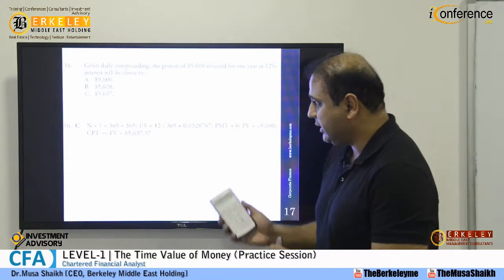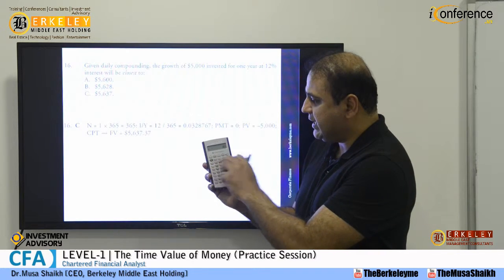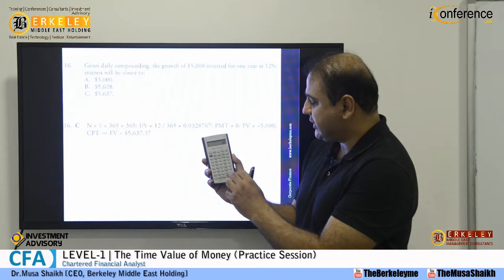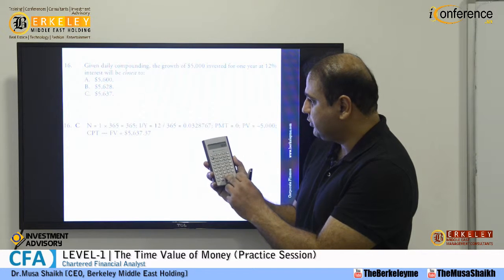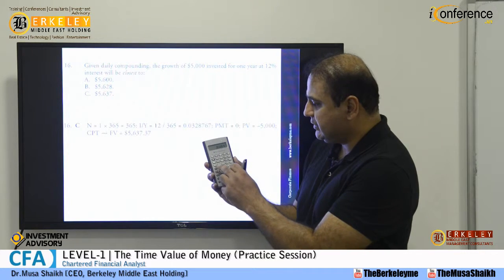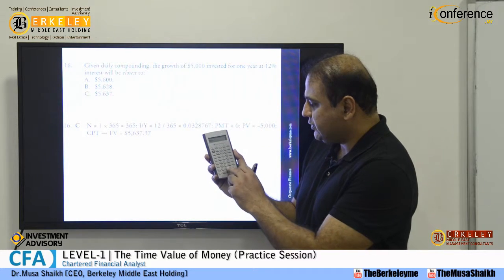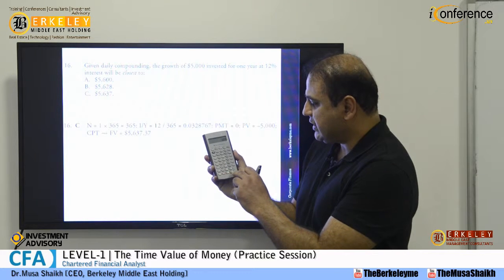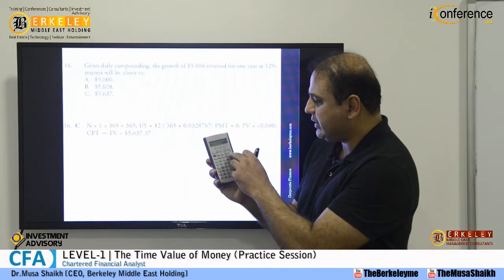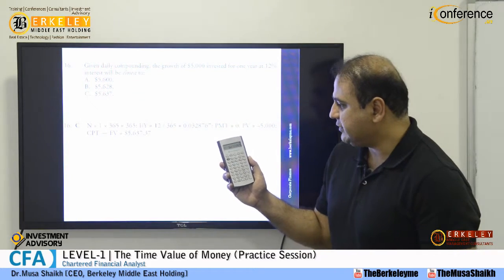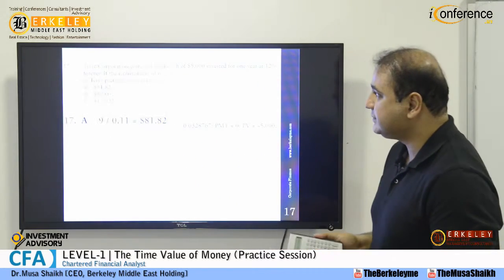5637.37. I will put it in the calculator in front of you. That is 365, then I will press N. Then I have to enter 0.0328767. This is your IY. Your PMT is 0, and your present value with minus sign is 5,000. I can compute and calculate the future value, that is 5637.37. That is the right answer.